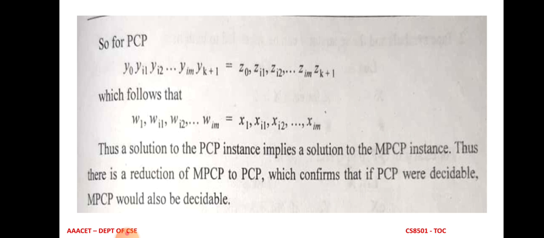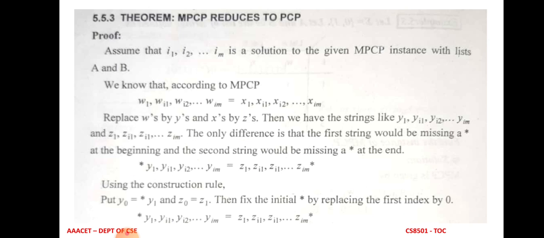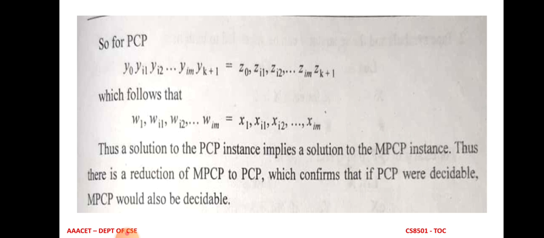So for PCP we have to equalize the value, the same statement in the previous slide, Y0, Yi1, Yi2 up to Y(k+1) is equal to Z0 up to Z(k+1), which follows that W1 equals X1, because we have to replace W by Y and X by Z. It is a reverse process. You can see that. Actually in the first step W1 is equal to X1, after W1 is replaced by Y1. Similarly here Y0 is replaced by W1. So a solution of PCP implies a solution of the MPCP instance.